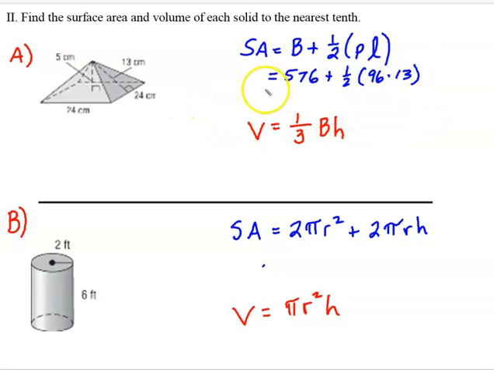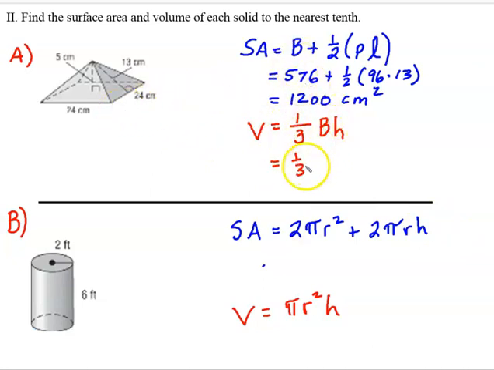All right, so let's go to our calculator, and we'll do 1/2 of 96 times 13. And then add that to 576. And we got 1200. And surface area will always be in square units, so that's square centimeters.